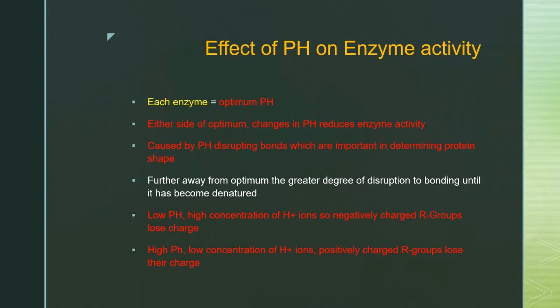A lower pH, with a higher concentration of hydrogen ions, will mean that a negatively charged R group will lose its charge. But if you have a high pH and low concentration of hydrogen ions, you'll have a positively charged R group and you'll lose their charge as well.